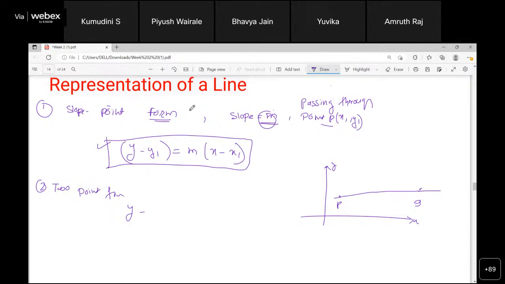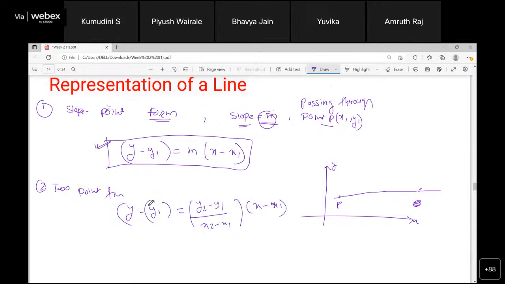I will come to that. So here slope is given, that's why we are using this. But instead of slope, we are given these two points, say P and Q. But we can calculate the slope by using two points, right? So instead of m, I will simply put y2 minus y1 upon x2 minus x1, and here x minus x1.